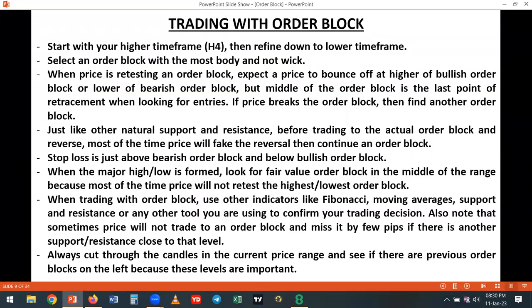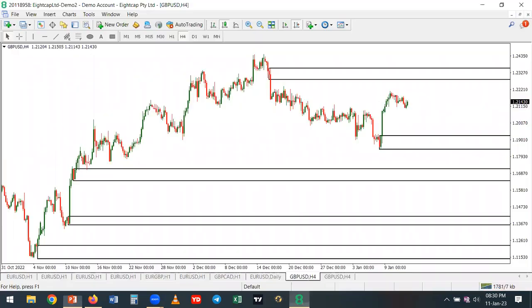Stop loss is just above a bearish order block and below a bullish order block. Now, if you take an order from here to sell, or from here to buy, as the case may be, your stop loss here is above this order block. For this one here, your stop loss is just below the order block, about 5 to 10 pips below or above the order blocks, as the case may be.